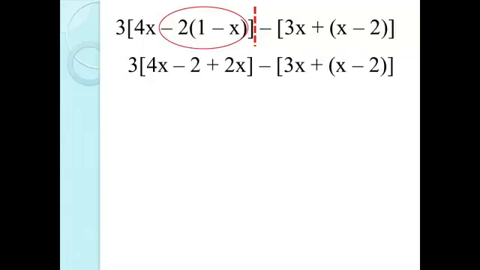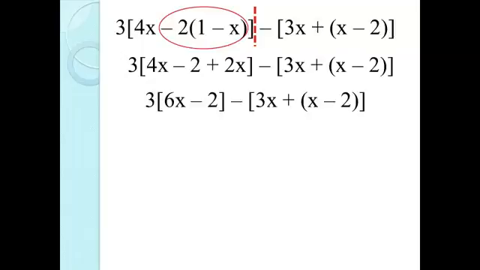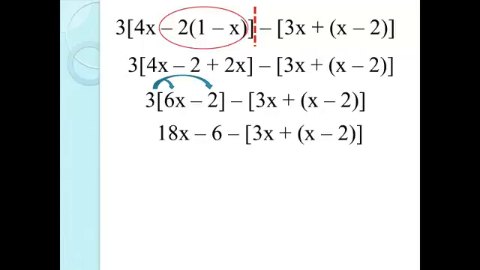Now let's keep working with the left-hand side of brackets. Is there anything you can now combine inside that set of brackets? We can add together 4x and 2x, which gives us 6x. Now we will rewrite the problem. We have nothing left inside the first set of brackets to combine, so we can now take the 3 outside the bracket and distribute it. 3 times 6x is 18x, and 3 times negative 2 is negative 6.